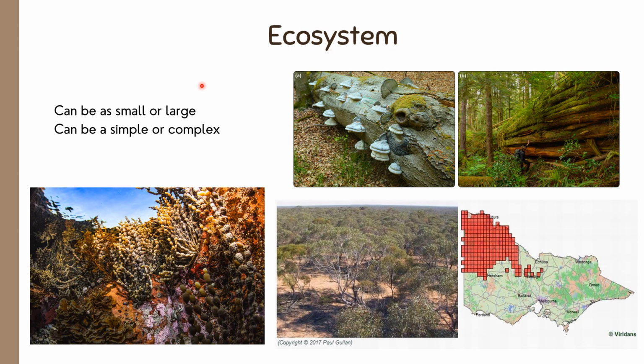It's important to note that ecosystems can be small or large, or they can be simple or complex. So as we see here, we have some fungi growing on a dead tree. This is quite a small ecosystem. Over here, we have a rock pool, still a very small ecosystem, but it's very complex. As you can see, there are many different species of aquatic plants you can just see from this small picture. And then we could also have very large ecosystems like the Victorian mallee, which takes up a large part of Victoria, and these are all eucalyptus trees that form an ecosystem.